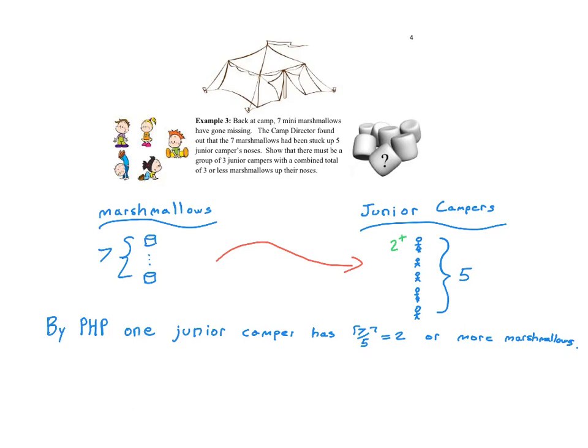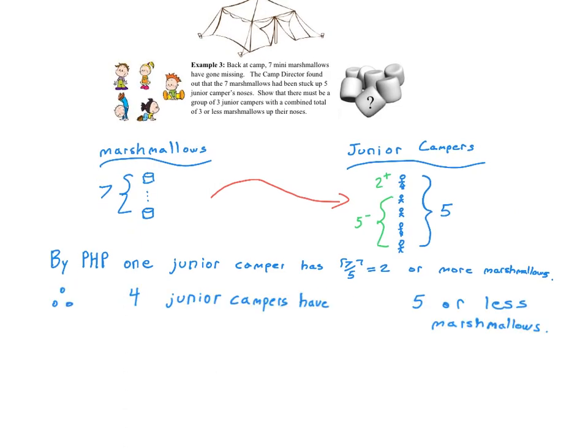We don't really know. But what it means about the rest of the junior campers, there's an equivalent statement to the usual statement that we use with the pigeonhole principle. And that equivalent statement is that the other ones must have 5 or less. Well, there's 7 in total, and that's how the distribution goes. So let's write that equivalent statement down. So our 4 junior campers have 5 or less marshmallows. So that's a perfectly accurate statement to say.